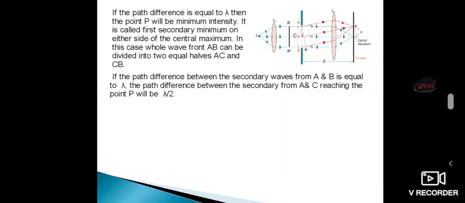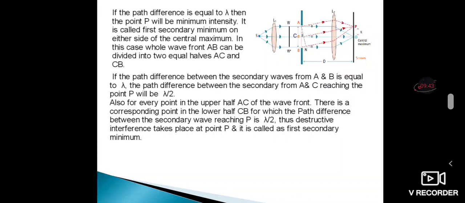Now if the path difference between the secondary waves from A and B is equal to lambda, then the path difference between the secondary waves from A and C reaching the point P will be lambda by 2. Just imagine, the whole AB is equal to lambda. AB itself is divided into two parts, one is AC and another one is CB, so lambda is also divided into two parts. So AC is equal to lambda by 2. Similarly CB is also equal to lambda by 2.